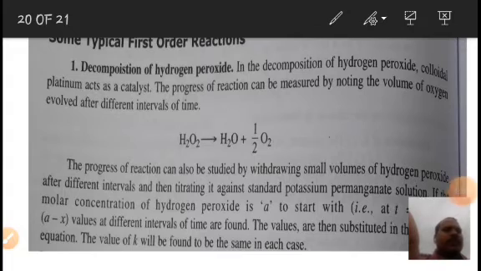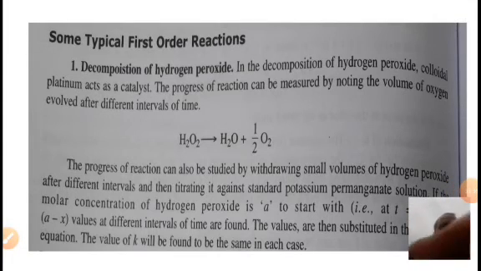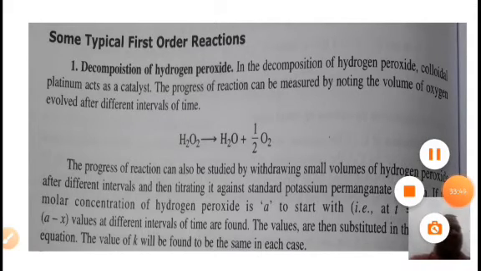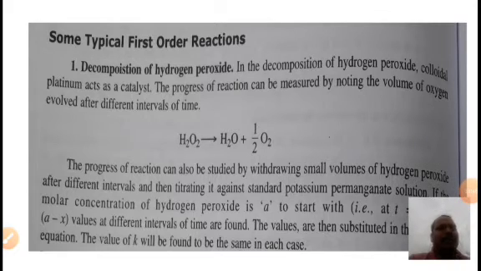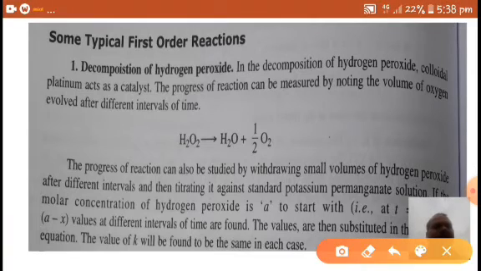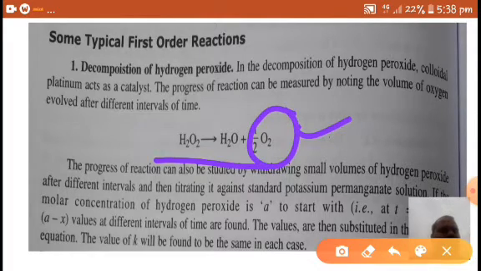Until now we have discussed the first order rate constant, the half-life of first order reactions and the characteristics of first order reactions. Now I'm going to discuss a few examples of first order reactions. Decomposition of hydrogen peroxide is one of the best examples of first order reactions. In the decomposition of hydrogen peroxide, colloidal platinum acts as a catalyst. The progress of the reaction can be measured by noting the volume of oxygen evolved after different intervals of time.